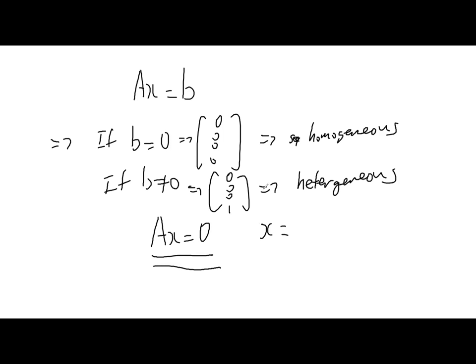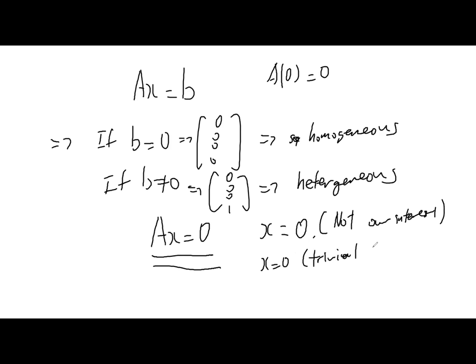Let me talk about it and then I'll answer the question. For this homogeneous system, if X equals zero, it has to be a solution, because a matrix multiplied by a zero vector is always equal to zero. So for all homogeneous systems, x equals 0 is always a solution, but it is not the solution of interest. Everyone can answer this without any computational work. So x equals 0 is what we call a trivial solution.